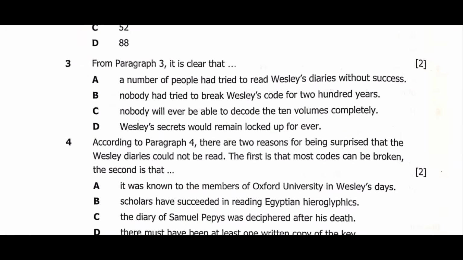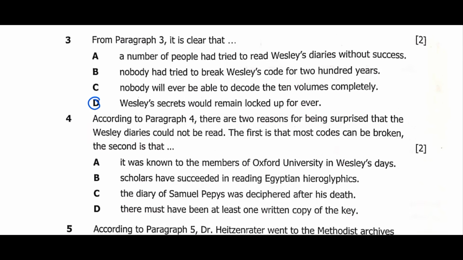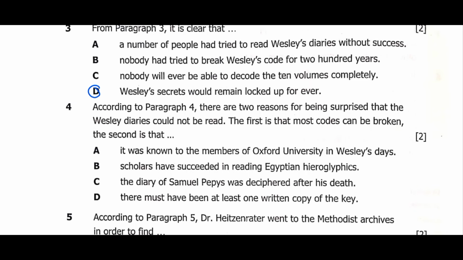So let's look at the multiple choices. We'll go with D. D is Wesley's secrets would remain locked up. So there is a chance that if no one can open it, then it would remain locked up forever. Then we have question 4. According to paragraph 4, there are 2 reasons for being surprised that the Wesley diaries could not be read. The first is that most codes can be broken.